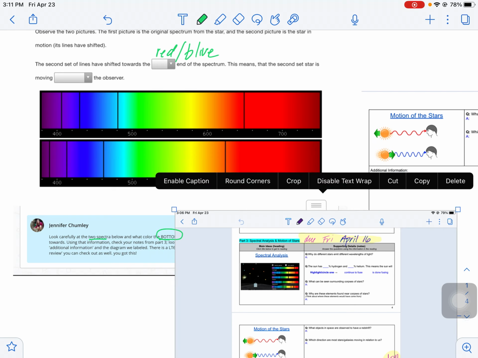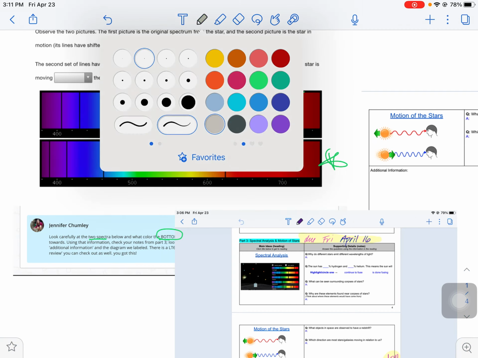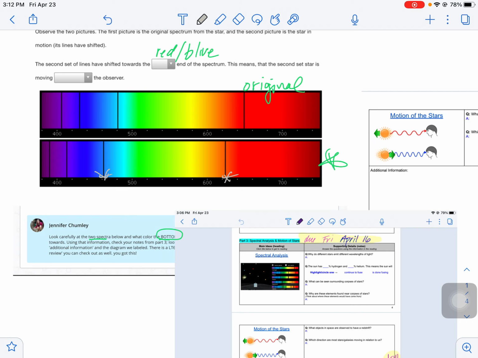So the directions say this top one is the original, and this is the current. So which side do we see these spectral lines shifting to? Is it the red side or the blue side? And what does that mean for the motion of the star? Is that going to be a towards the Earth situation or away from the Earth situation?